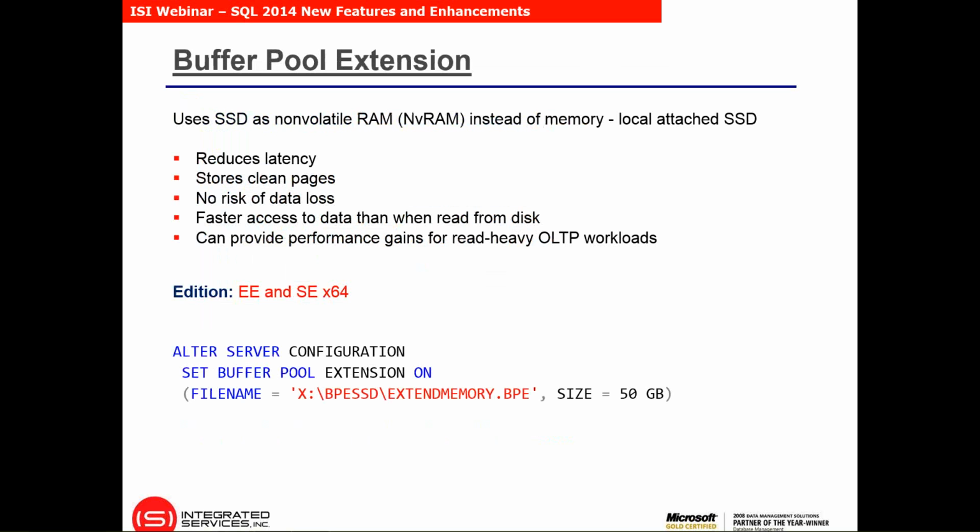Buffer pool extensions. This is a way to use SSD disks as non-volatile RAM instead of memory. It reduces your latency. SSD is faster. It stores clean pages, so there's no risk of data loss, and it'll give you faster access to data because it's on faster disk. It can provide some pretty good performance gains for read-heavy workloads. So you have to know your workload, read-heavy OLTP type workloads.